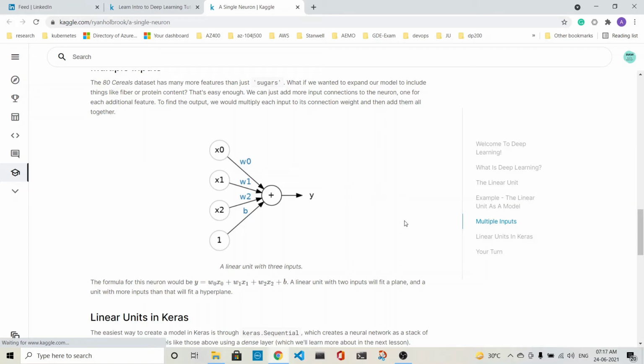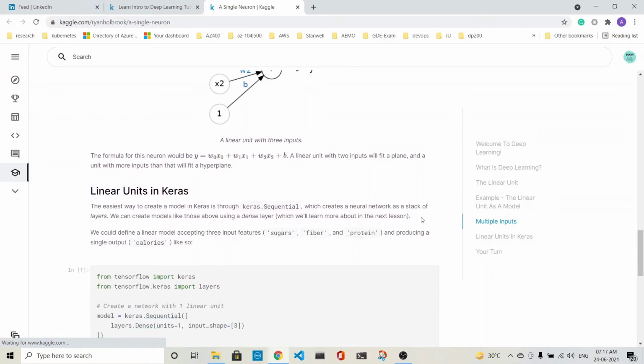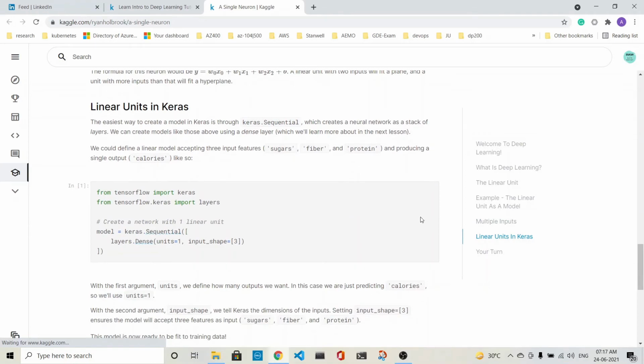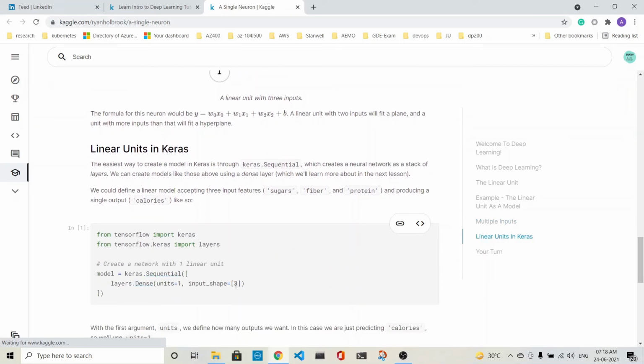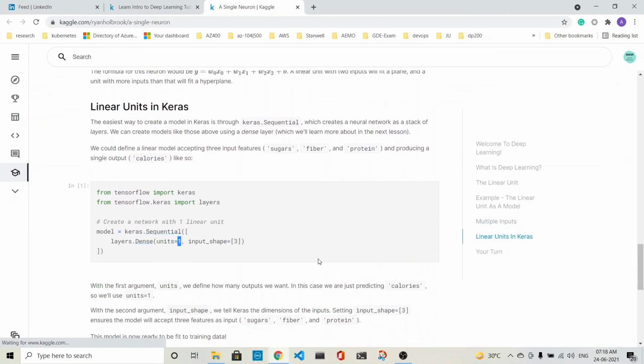So it's very simple. Now Keras is a very nice framework to frame all these things in a very nice manner. As in deep learning there are layers, and we would use the sequential API. So this can be modeled as a dense network with the number of inputs as 3 and the number of outputs as 1, which is the calories.